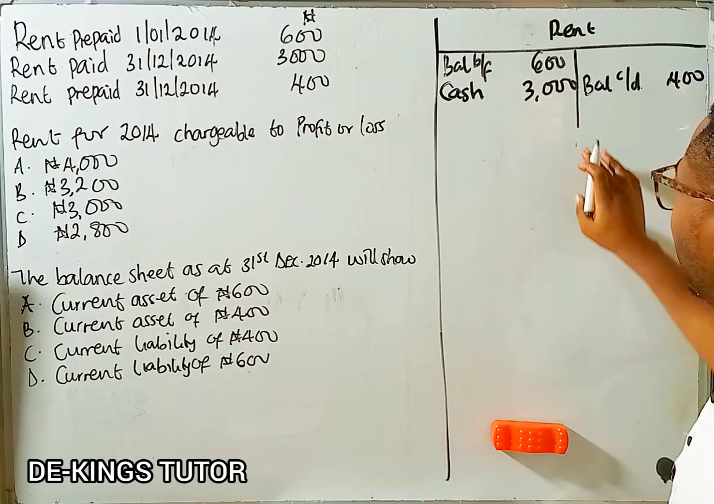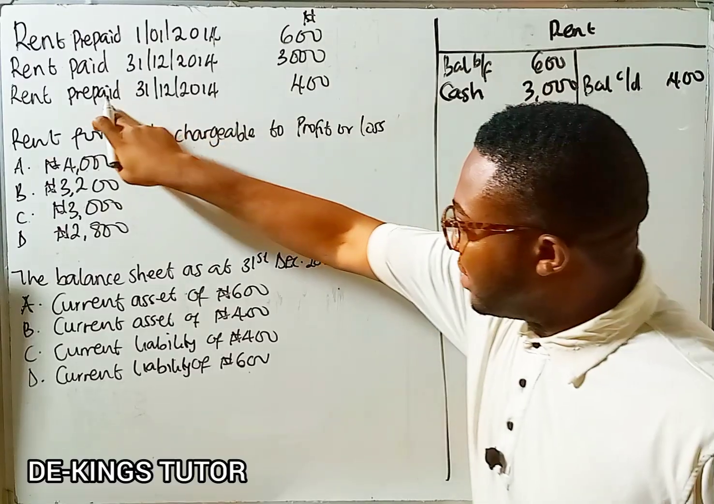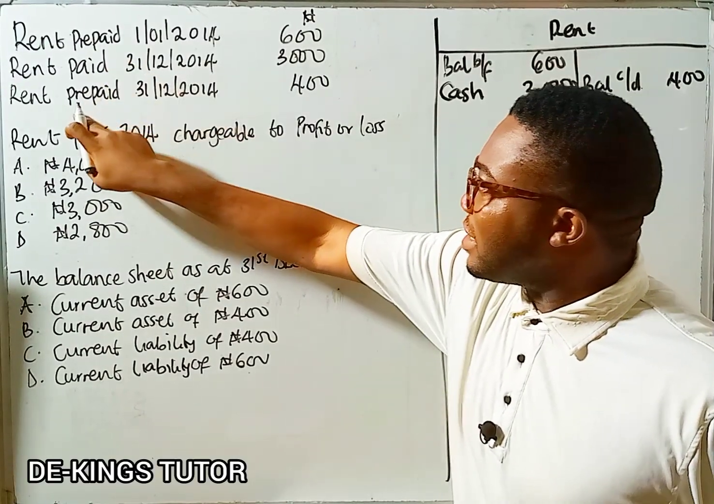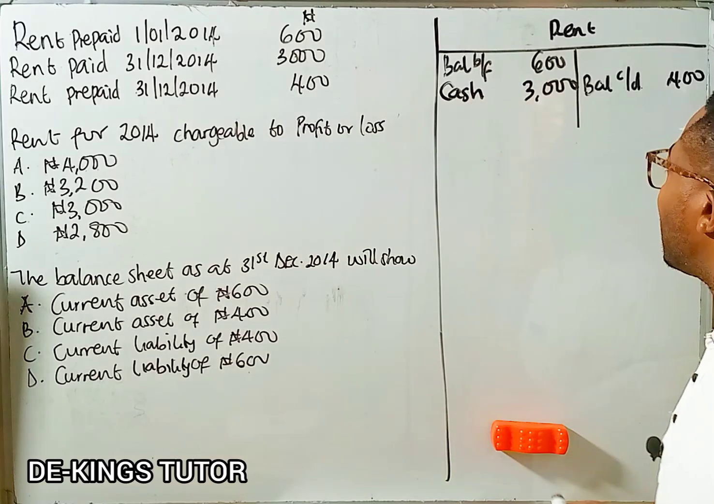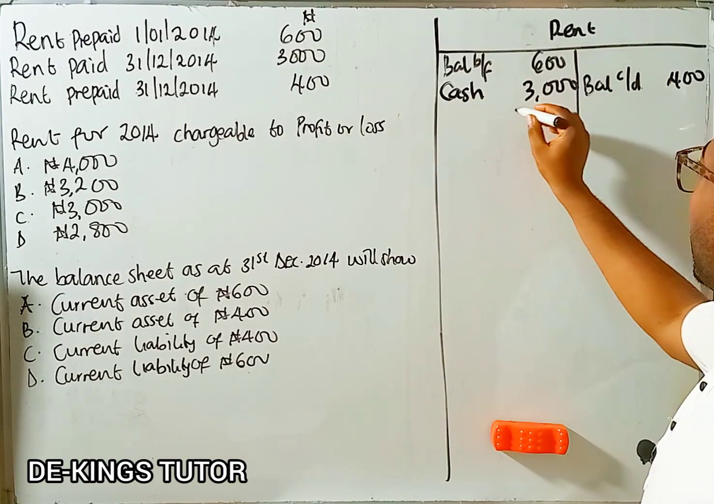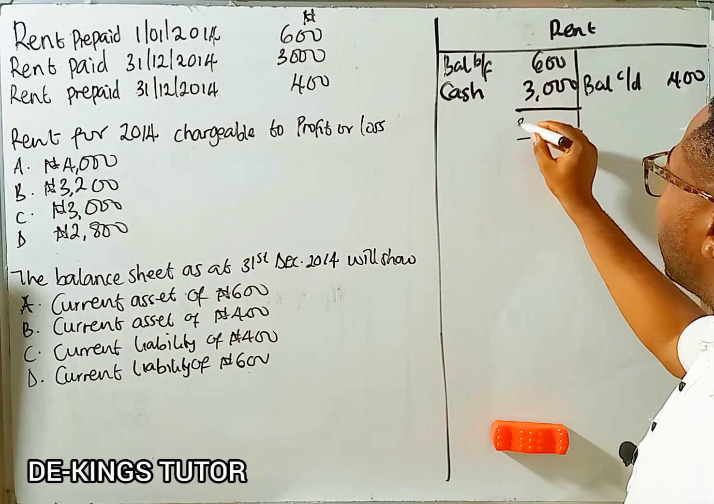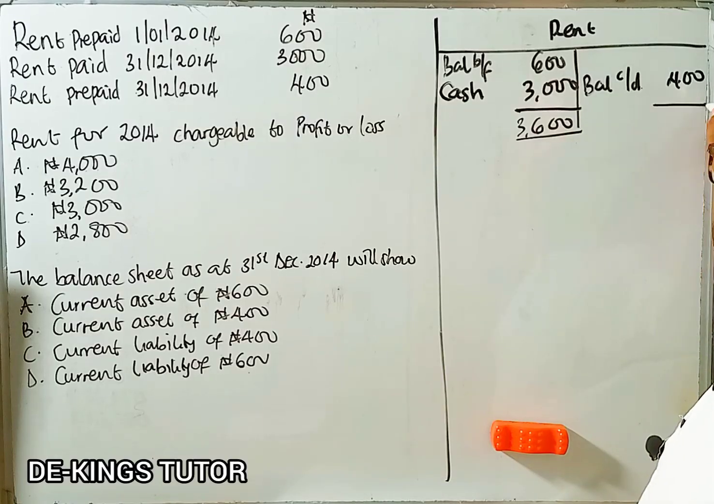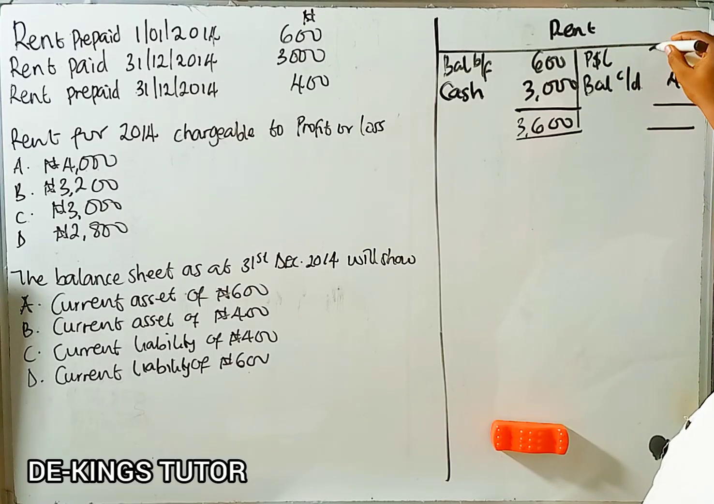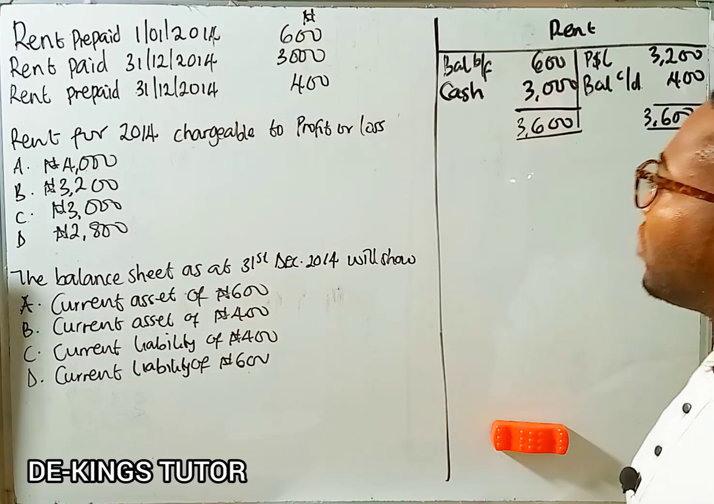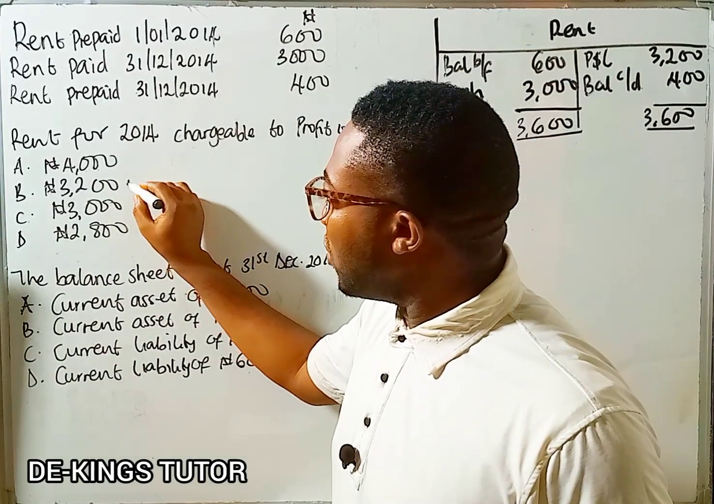Okay, so because it is for the same period, we are lessing its prepayment from what was actually paid. So we have here 3,600. Now 3,600 minus 400, so what will go to the profit or loss account will give us 3,200. So what is chargeable to the profit or loss is 3,200. And that is option B.